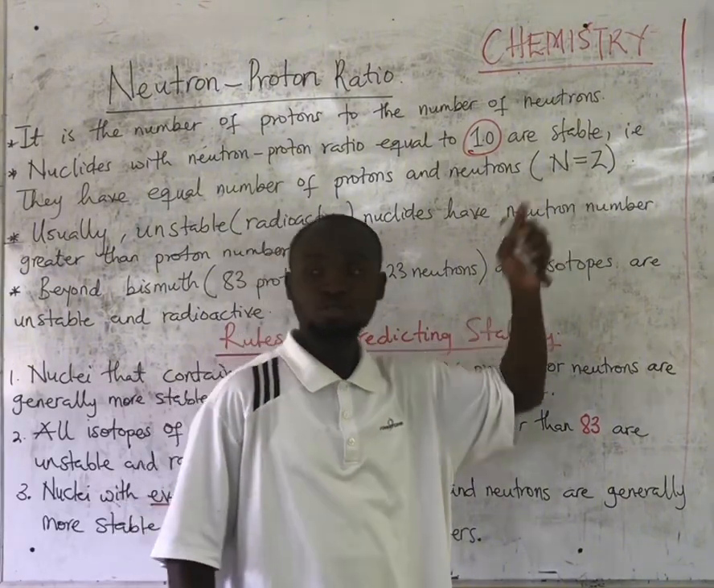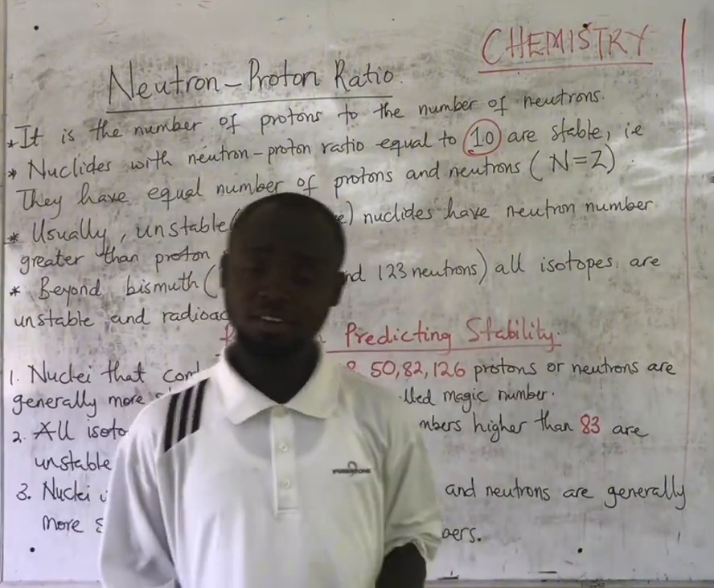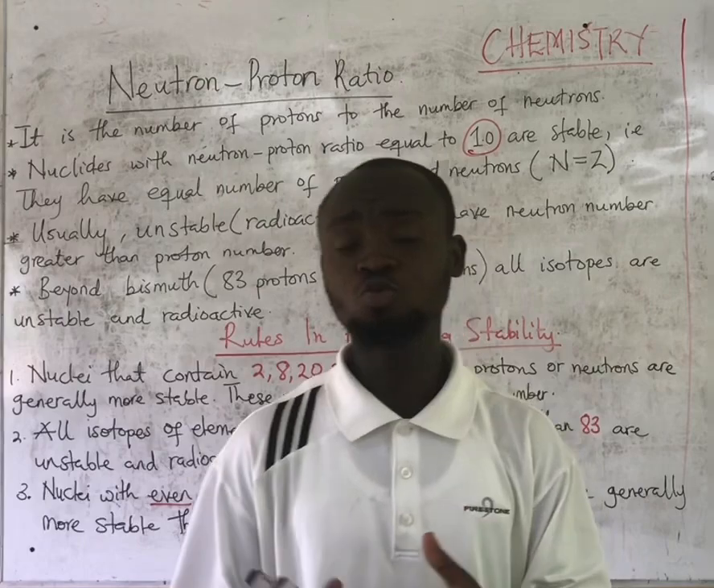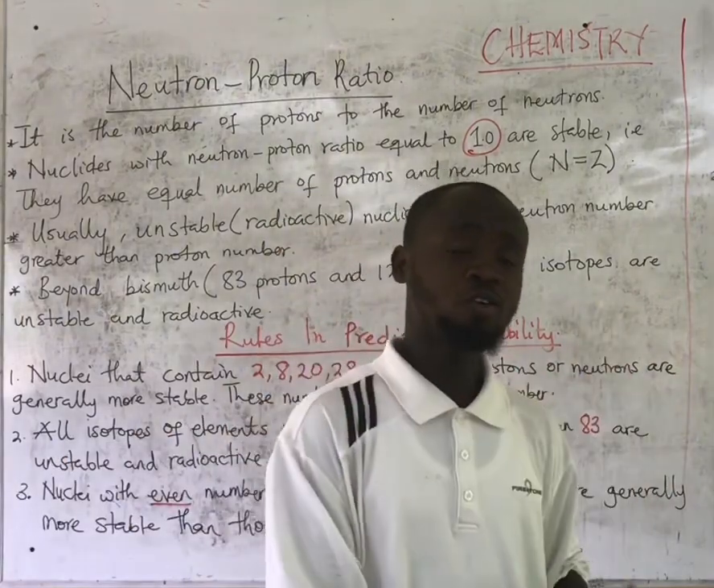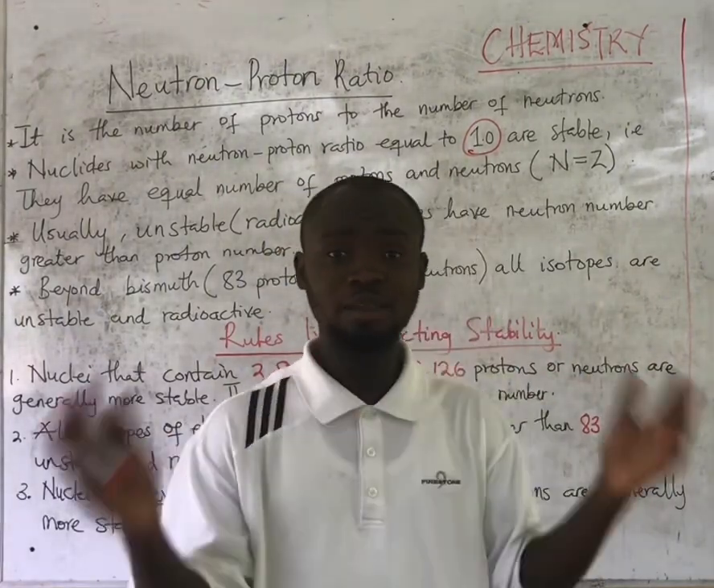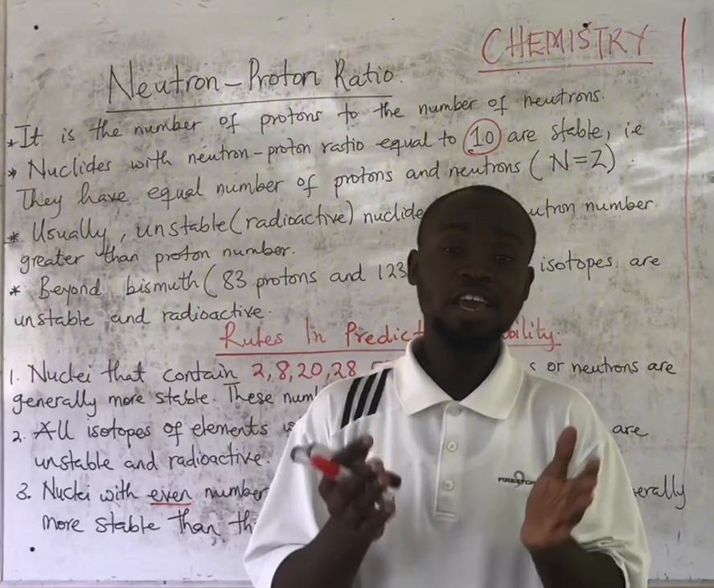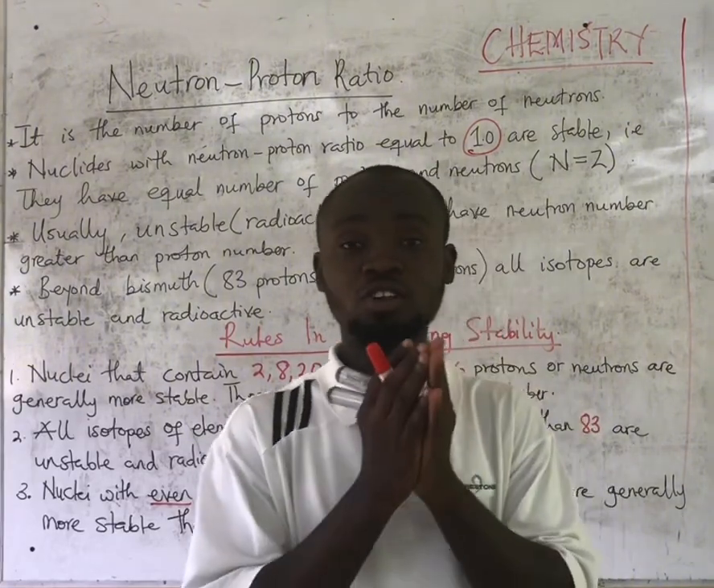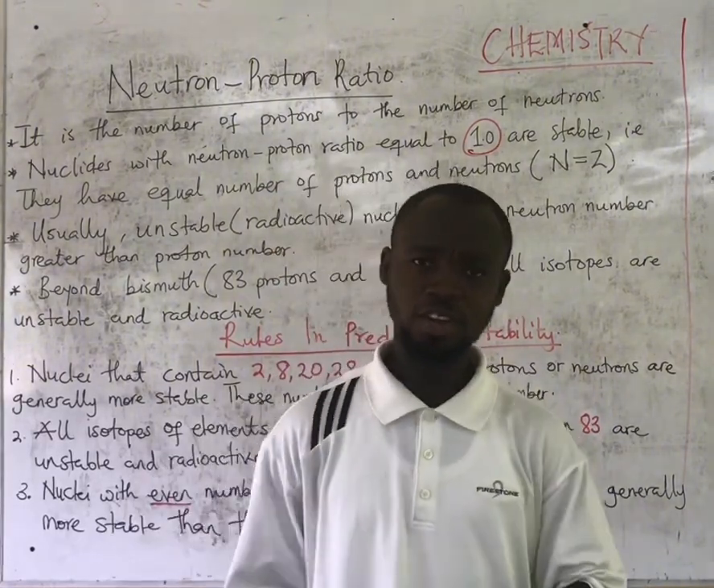Is that okay? So for stability within the nuclide, we talk about the neutron to proton ratio being equal to 1. If the number of neutrons and the number of protons are the same in the nucleus of the atom, it means that that atom or that nuclide is stable. You get a point here?